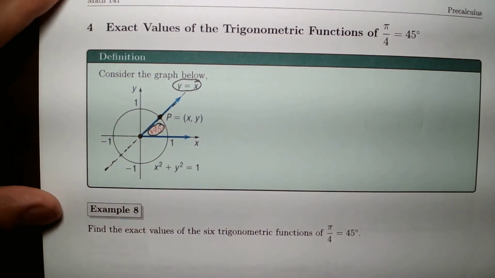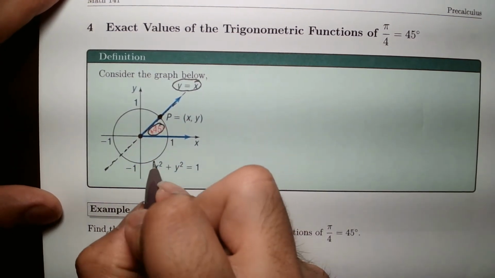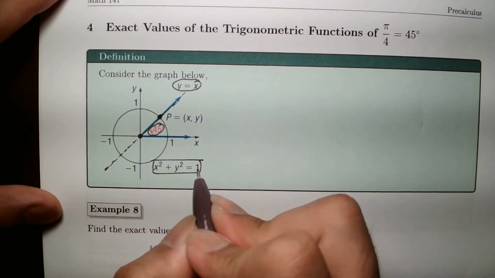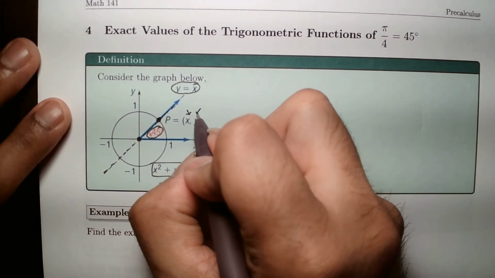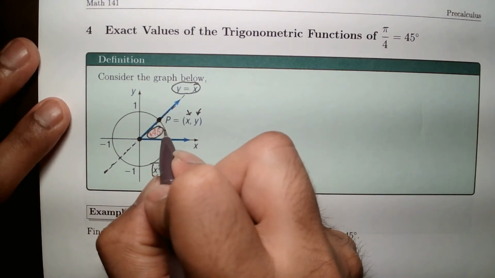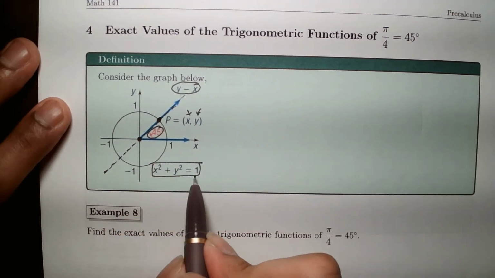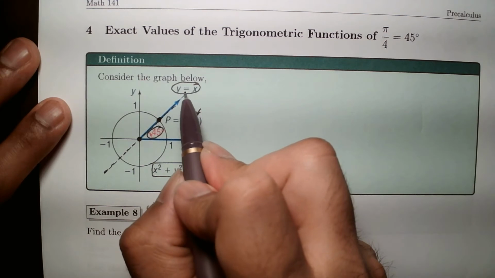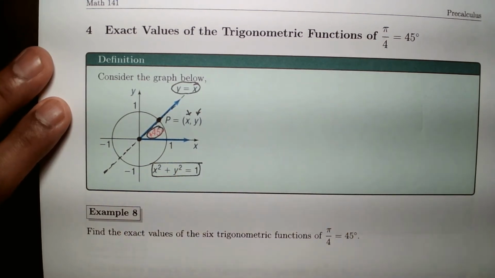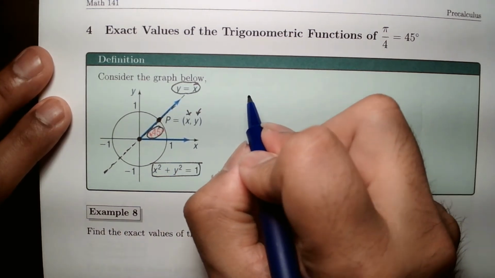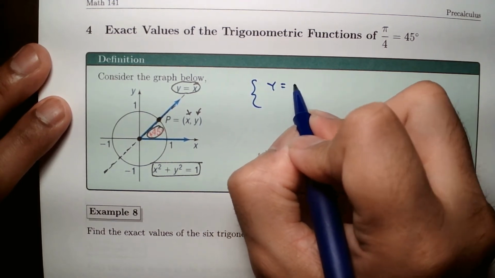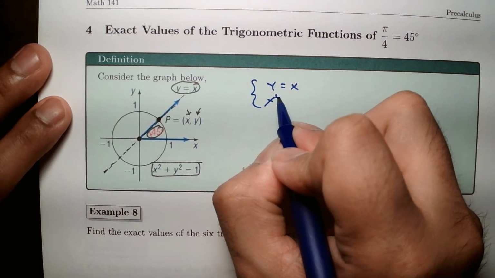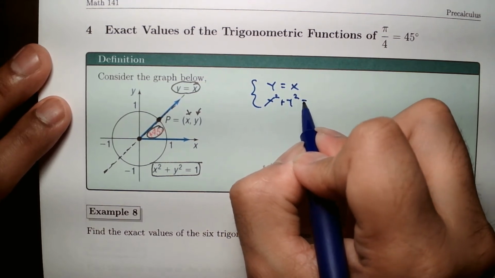All right. So keep in mind that this is a unit circle right here. What we're going to do to find the values of x and y is basically to find the intersection points between the unit circle and the diagonal line y equals x. So in other words, find the intersection points or solve this given system: y equals x, and x squared plus y squared equals 1.